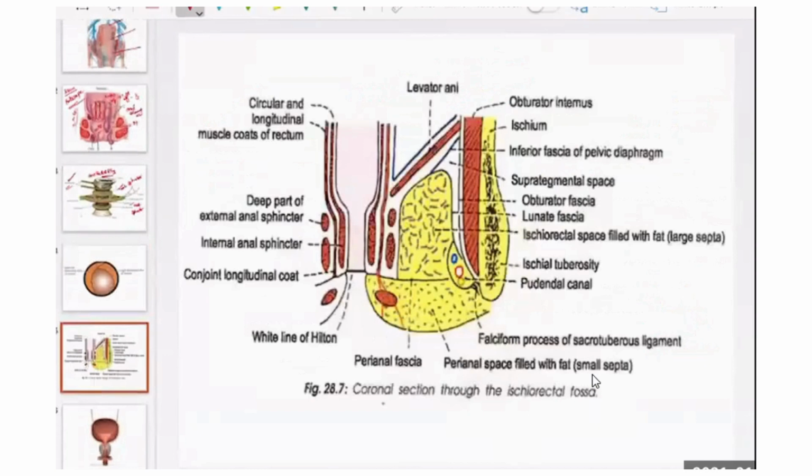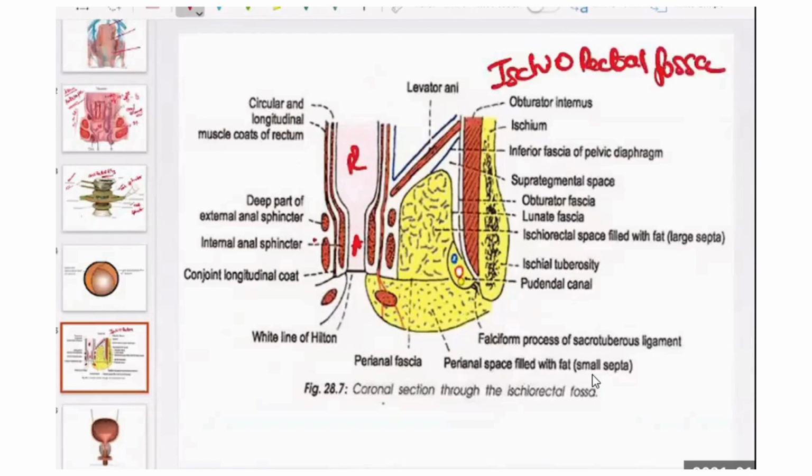Now you see this is the rectum, this is the anal canal. The fossa present on either side of the anal canal is called the ischiorectal fossa. It contains an abundant amount of fat. And the lateral wall of the ischiorectal fossa is called the pudendal canal.